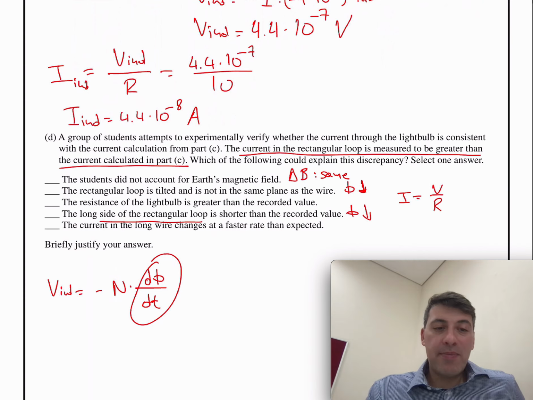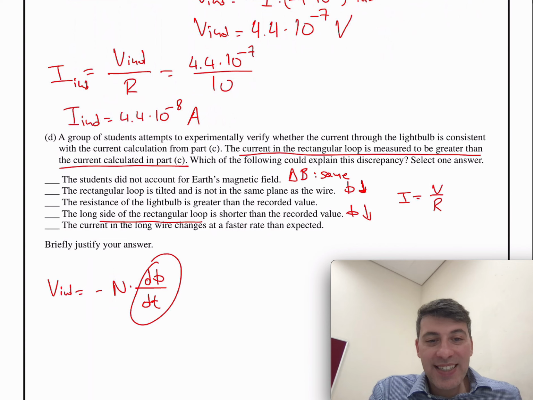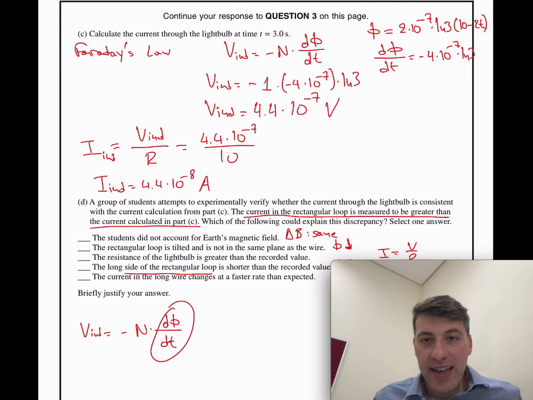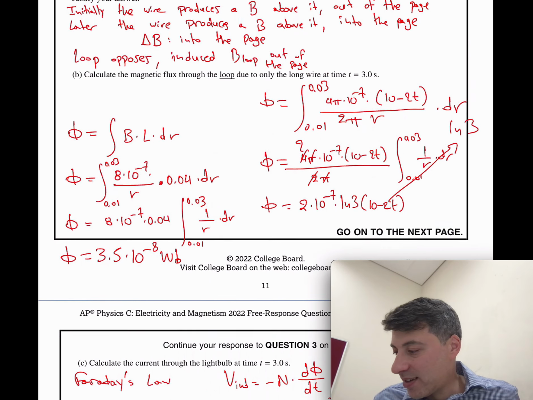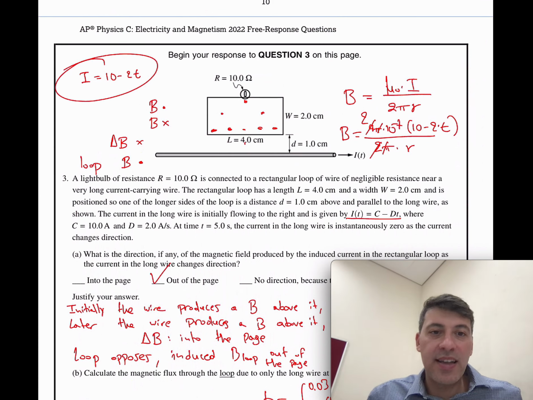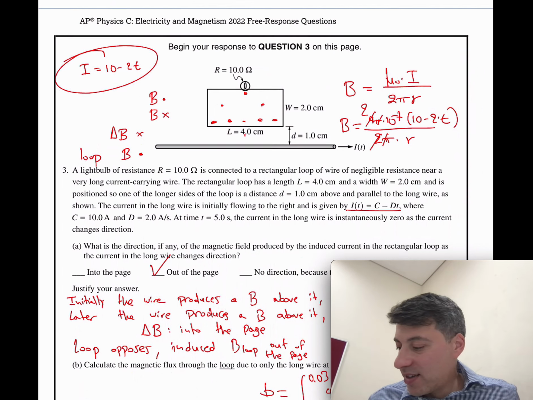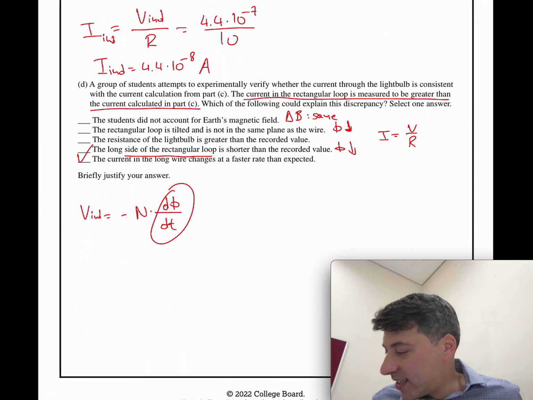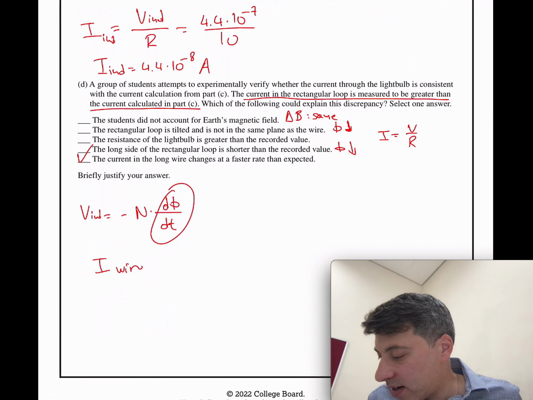So the only possibility that remains is that the current in the long wire changes at a faster rate, and this is the correct part, because if this current from the wire changes at a faster rate, then the magnetic field produced by the wire will change at a faster rate, and the change of magnetic flux through the loop will have a greater value.